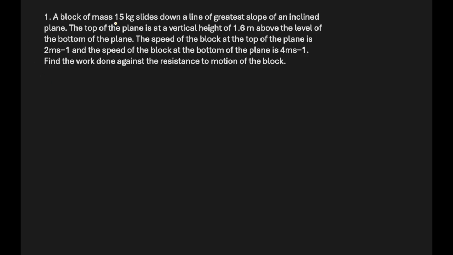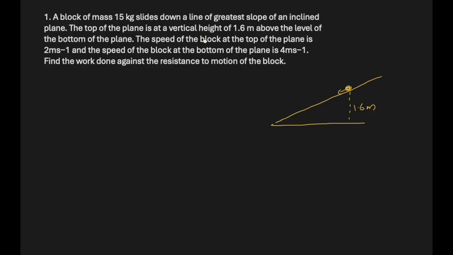Question number 1. A block of mass 15 kg slides down a line of greatest slope, so it is coming down. Let's say this is the line of greatest slope, an inclined plane. Suppose the block is here, sliding down. The top of the plane is at a vertical height of 1.6 meters above the level of the ground.